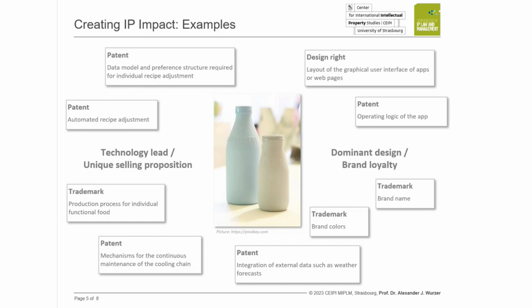Here also we can use the trademark as a production process for individual functional food, and a patent as a mechanism for continuous maintenance of the cooling chain, because it's a personal, individually adjusted product and it's yogurt, so we would need some system or some patent to keep the product cool until it gets to the end consumer.